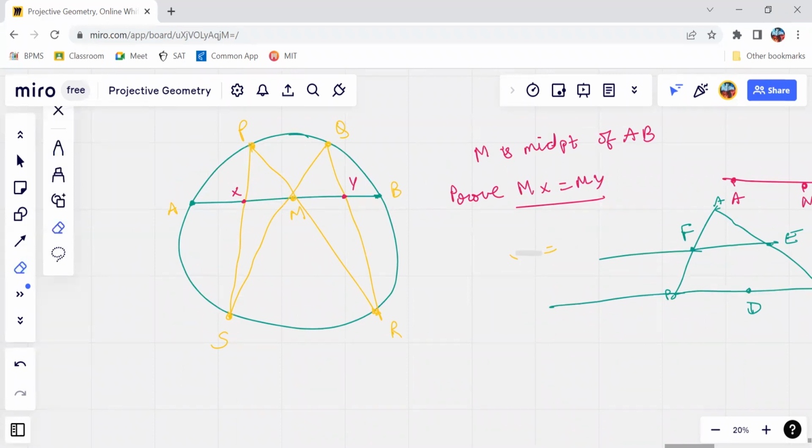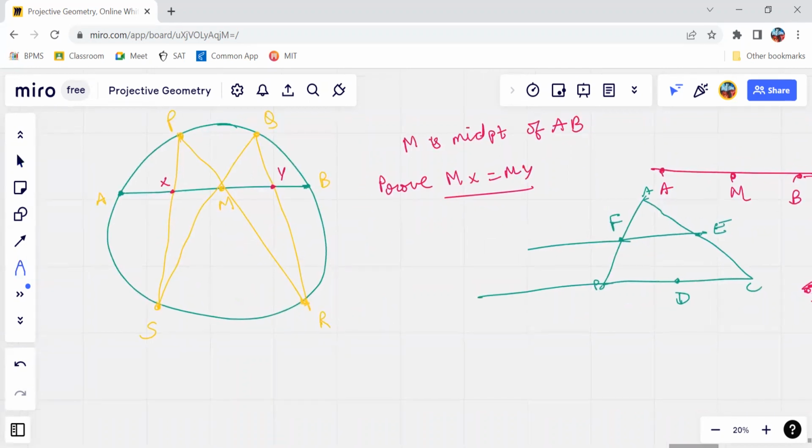Essentially, to work with cross ratios, you want to be able to project. And we have P, Q, R, S as 4 very nice points to project from. You can see that none of them is connected to both X and Y. So suppose you want to project through P, you want to work with X and M. So let's instead look at A, M, X, B.